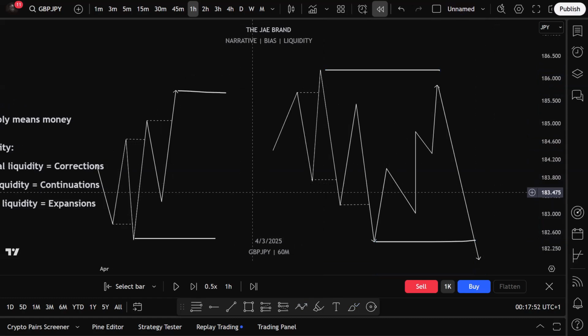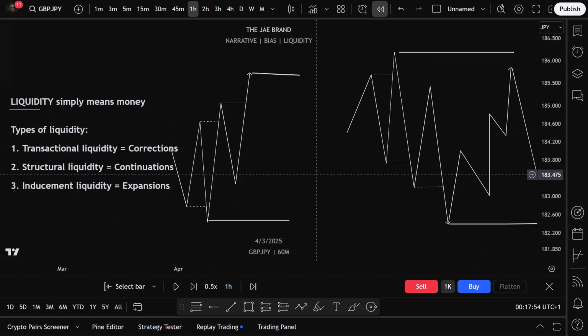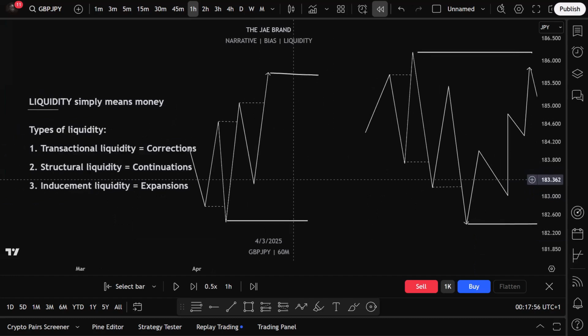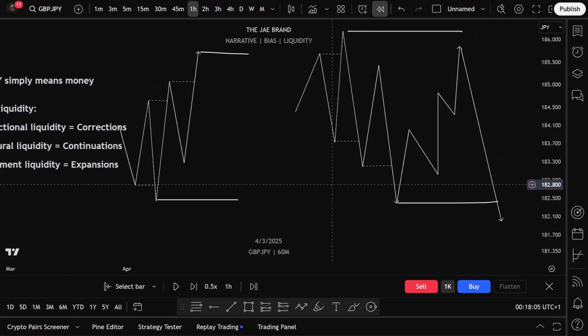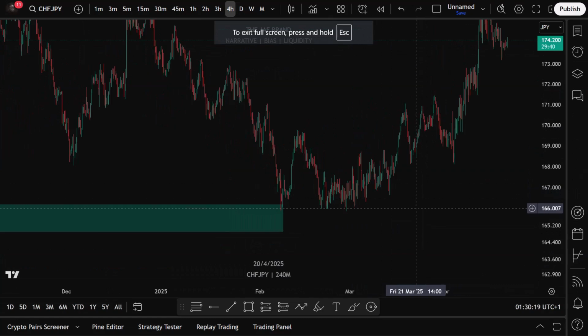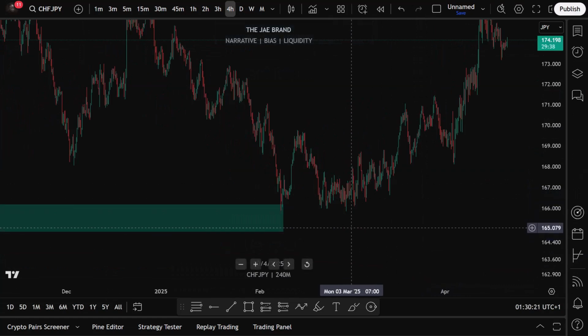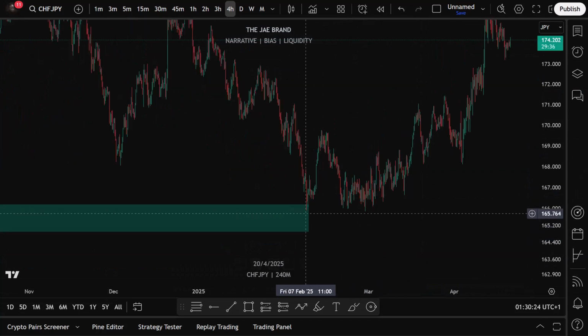Now, I'm going to show us some examples on the chart. So these are just a few things you need to know about structural liquidity. Now let's take some examples on CHF JPY. This is a key level, a higher time frame POI.